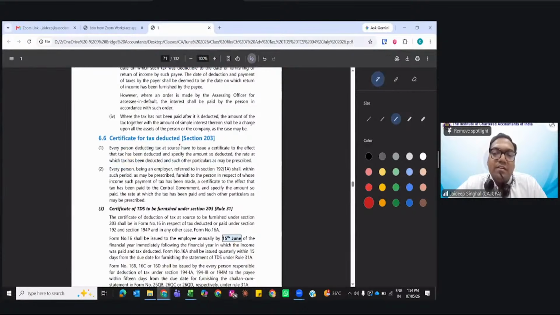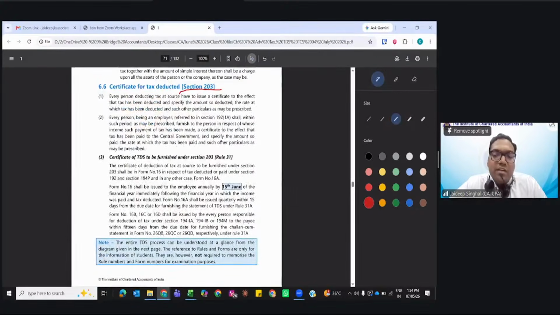Next, certificate for tax deducted. Whenever you deduct any TDS of another person, you will give a certificate to the other person: okay, this much TDS I have deducted for you. The government informs that person in Form 26AS, but the deductor also needs to give a statement. I am the deductor, I have deducted the TDS for the other person, so I need to issue a statement, and I need to give it annually by Form number 16.